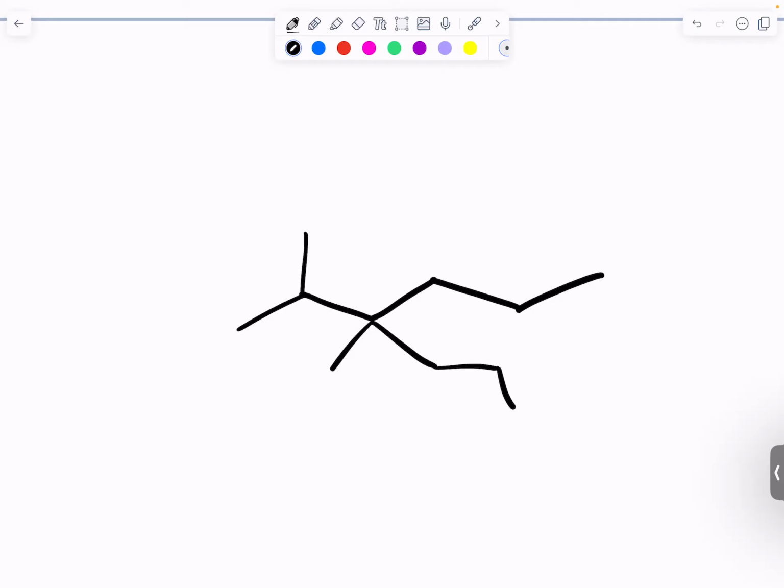Okay, let's do this one. So we got methyl, methyl. We got 1, 2, 3, which is a propyl. So then we're left with 2, 3 dimethyl dash 3 dash propyl. There's not a fancy name for it. No, because there's not a branch. Propyl and then hexane.